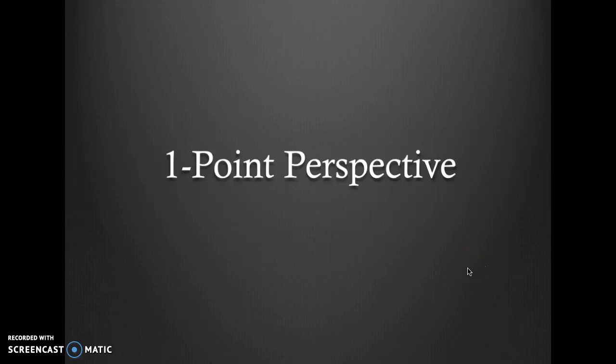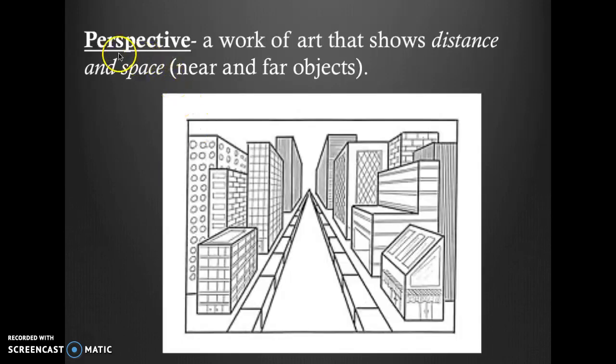Okay, everybody, we're going to practice something today called perspective, and specifically something called one-point perspective. In art class, when we talk about the word perspective, we're talking about a work of art that shows distance and a large area of space. So some objects in this picture are near, close to us, and some are farther away. And as you get farther away from objects, they start to get smaller and kind of vanish away from you.